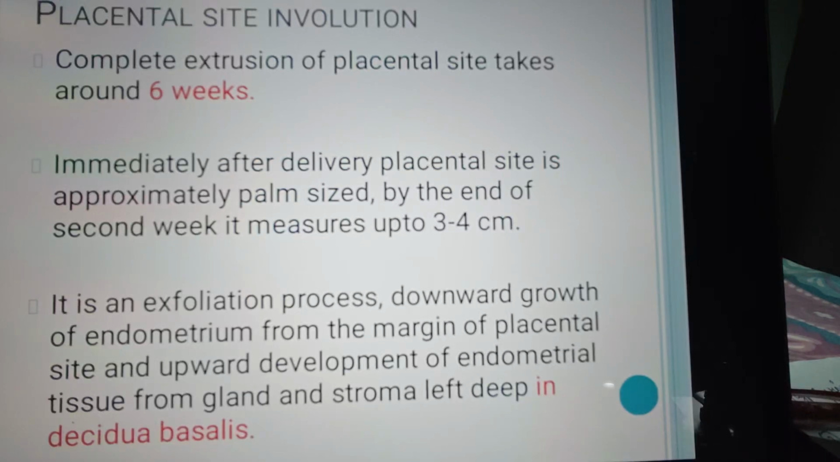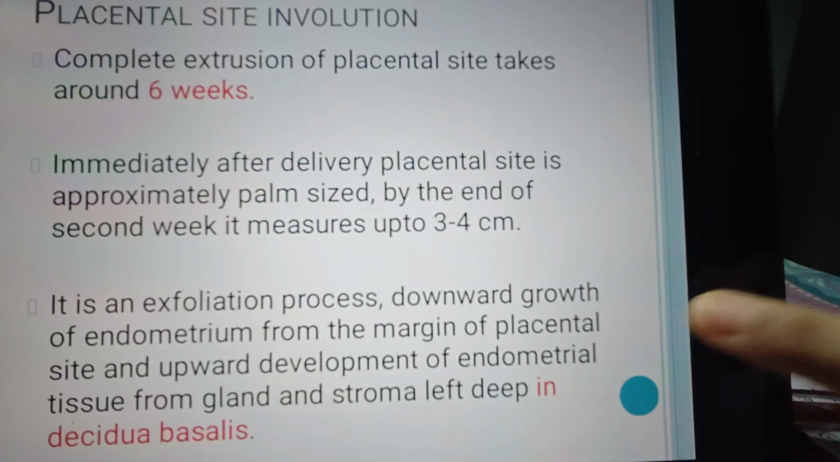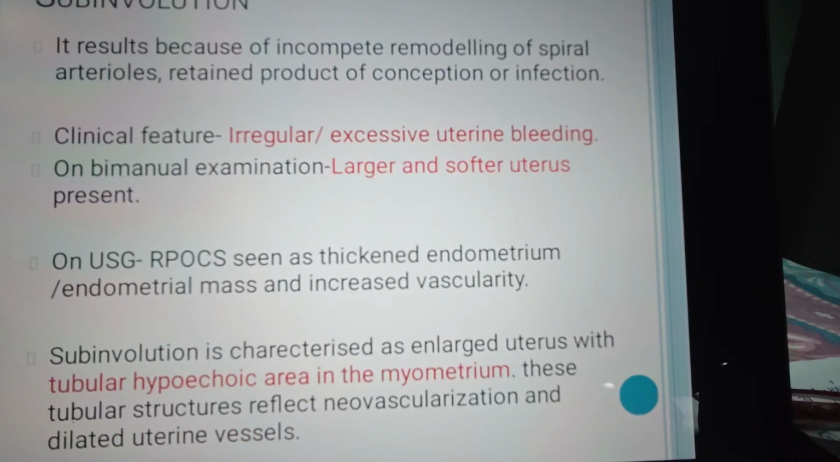This is an exfoliation process: downward growth of the endometrium from the margin of the placental site, and upward development of the endometrial tissue from the glands in the stroma left deep in the decidua basalis. So, what is involution? It results because of remodeling of the spiral arterioles. Involution is good, but why is subinvolution bad?